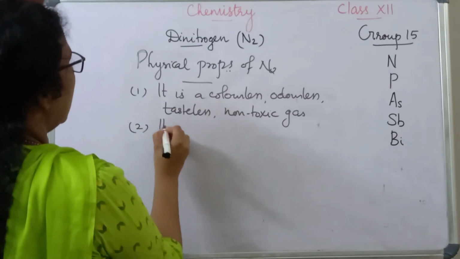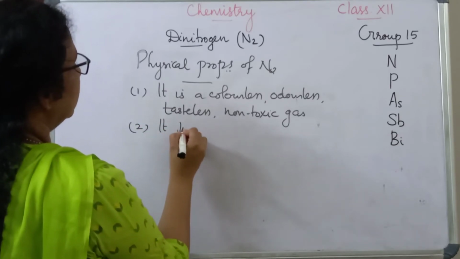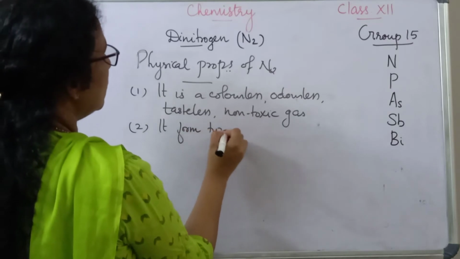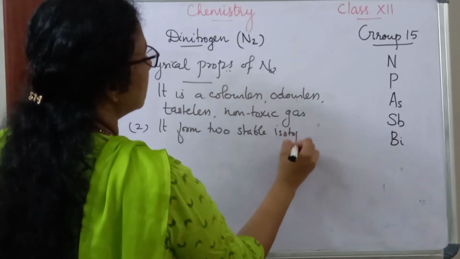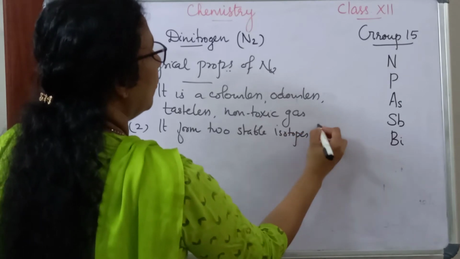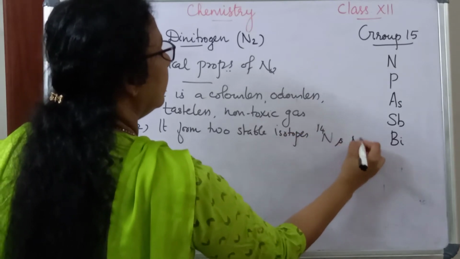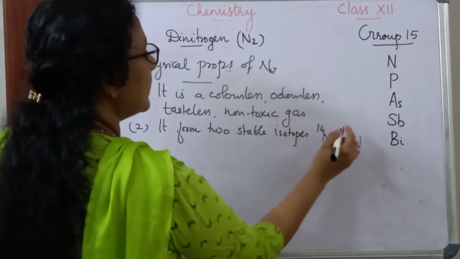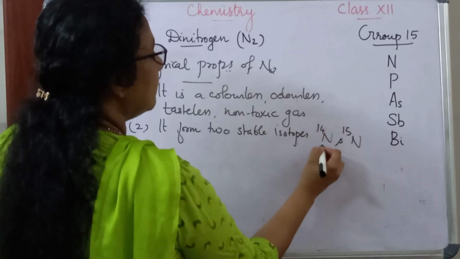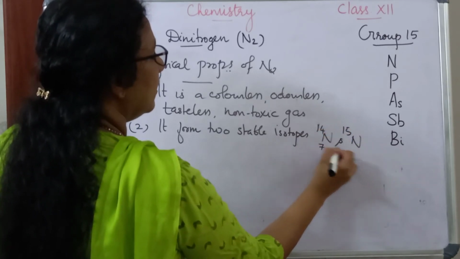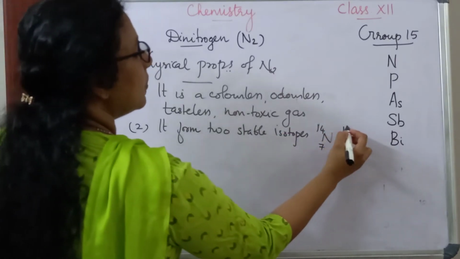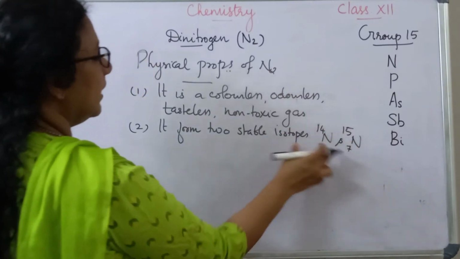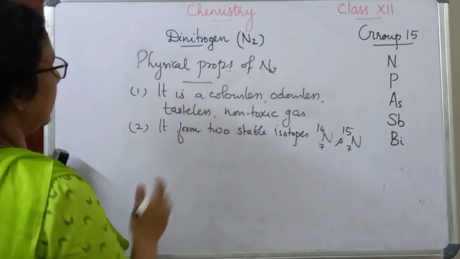It forms two stable isotopes, N14 and N15. So you know what isotopes are? Same atomic number but different mass number. So 14 and 15. So N14 and N15 are the two stable isotopes of nitrogen.